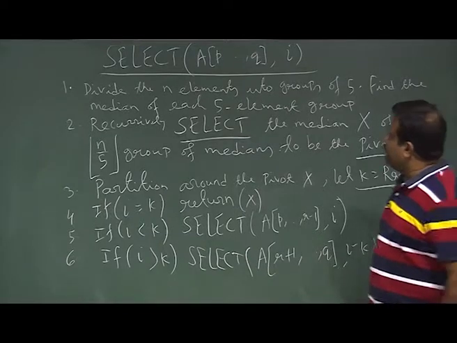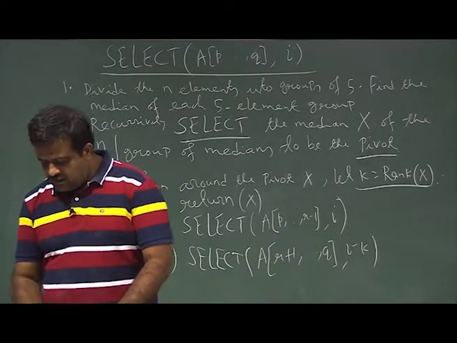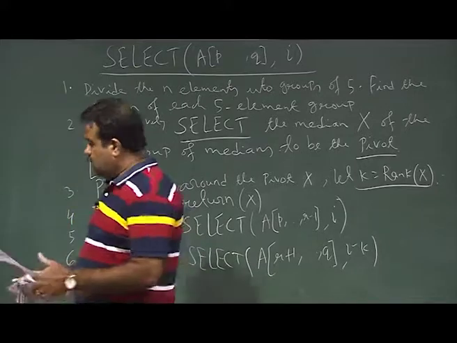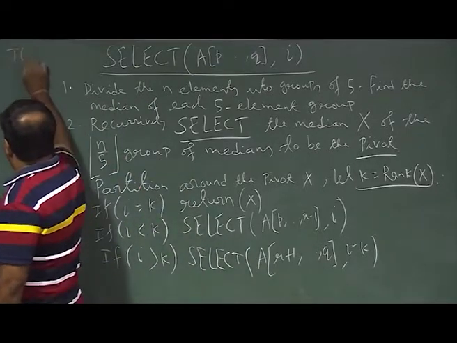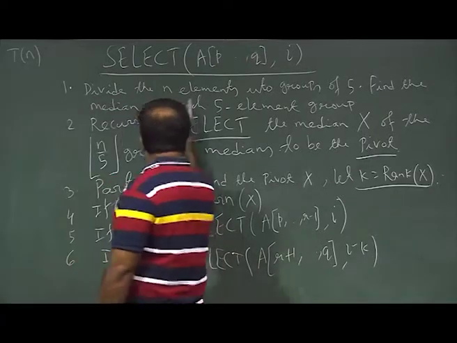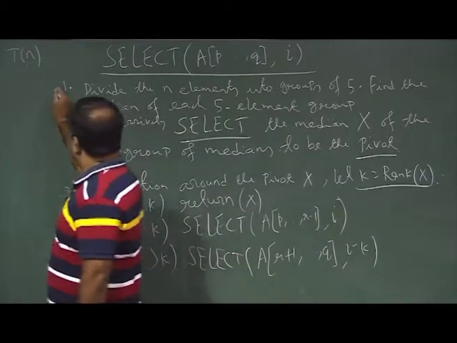So, let us write the time complexity of this. How much time are we spending here? Let T(n) be the time complexity for this runtime. We divide the elements into 5-element groups and find the median. How much time are we spending there?